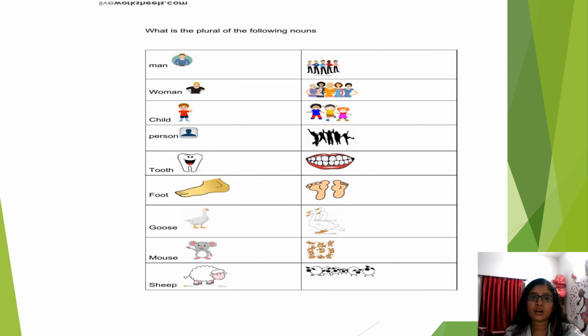To make your understanding more open-ended, I have given an exercise here. I have given the pictures as well as words so that you enjoy it. I want you to write the plural form of all these words: man, woman, child, person, tooth, foot, goose, mouse, sheep. We have already seen certain examples here. Let me check how you have understood. Write your answers in this and please post your answers in Google Classroom.